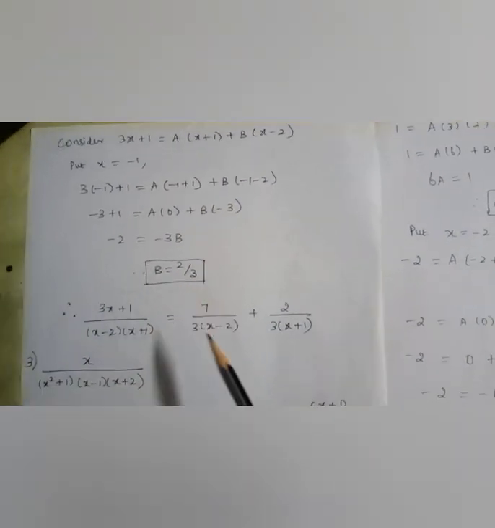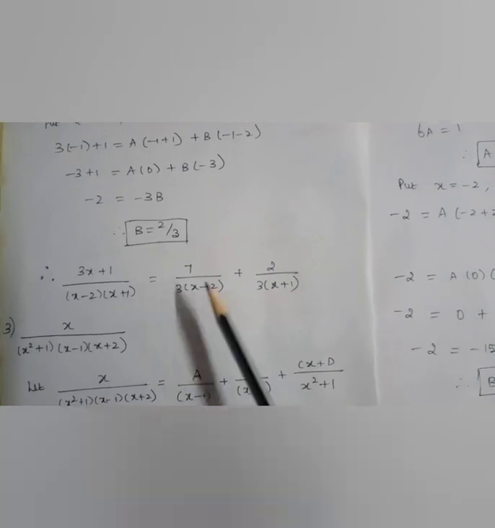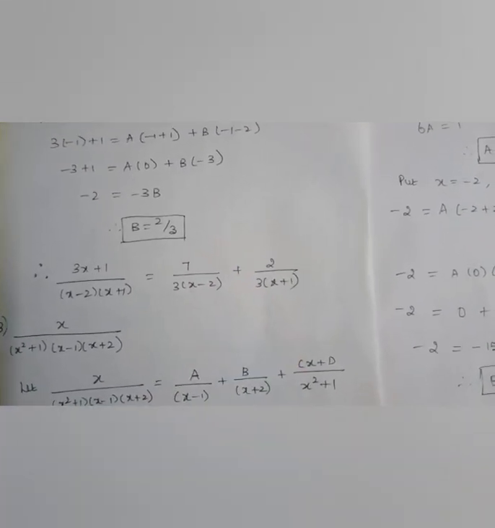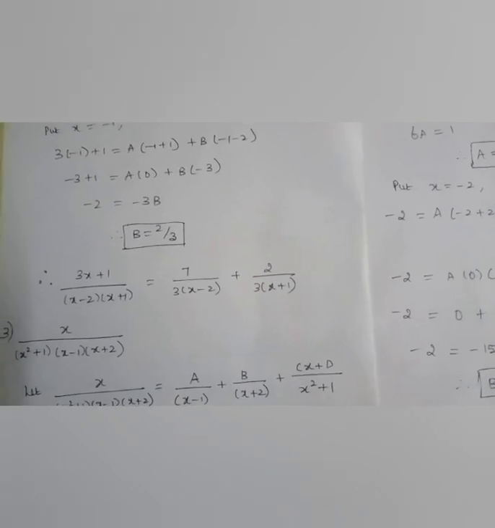After getting the values, I have to substitute back. So 3x plus 1 by x minus 2 into x plus 1 is equal to 7 by 3 into x minus 2 plus 2 by 3 into x plus 1.